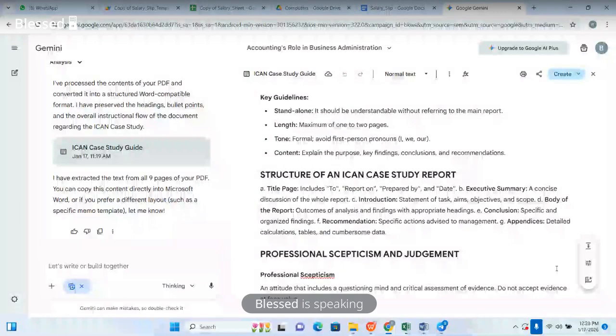Then you move to what? The body of the report. That is when you download and tell them everything you've known. Then after you've written the body of the report, comes your outcome. What are your findings? Outcome of analysis and findings, with appropriate headings. Then you move to your conclusion, with specific and organized findings. Then you move to your recommendation.